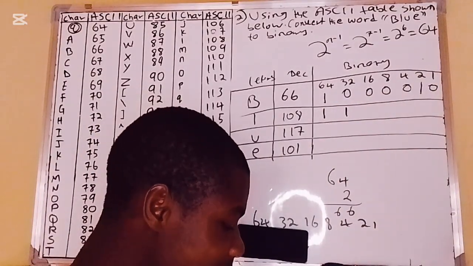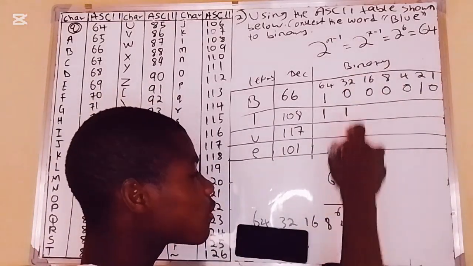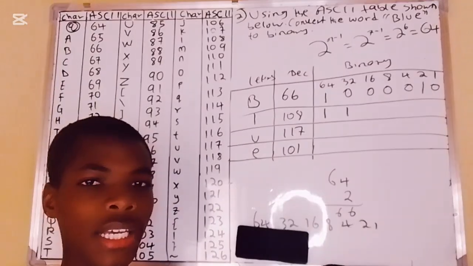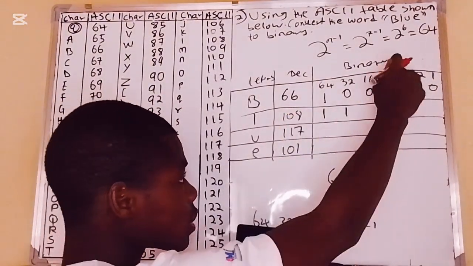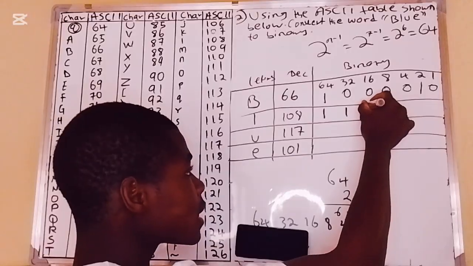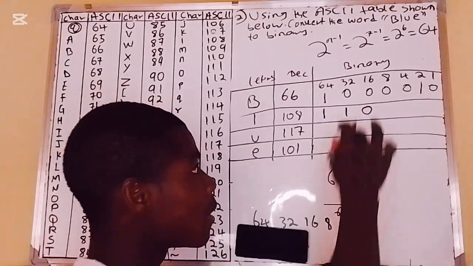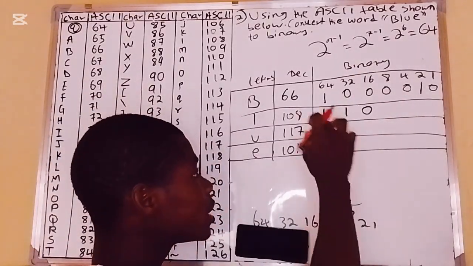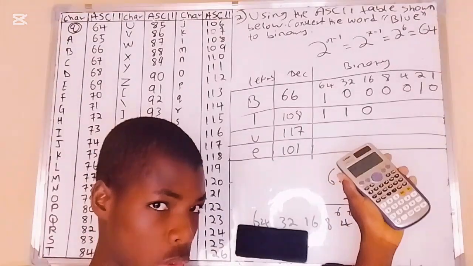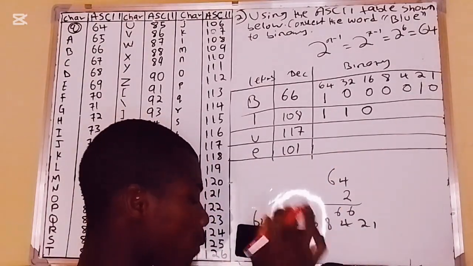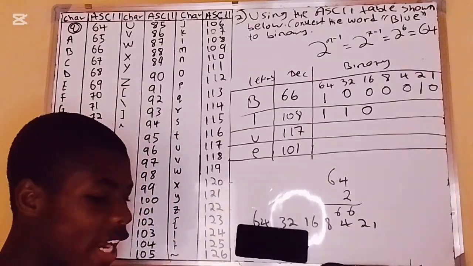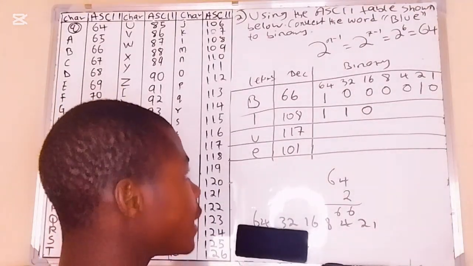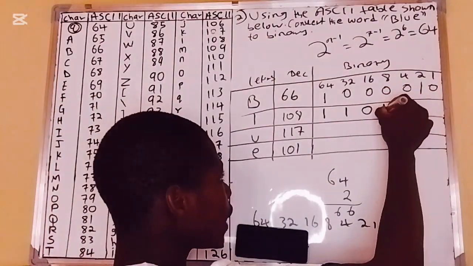So therefore, 96. If I say 96 plus 16, will it give me 108? It wouldn't give me 108. So therefore, it becomes 0. If I say 96 plus 8, let's check 96 plus 8. Yes, it gives me 104. So 104, it is very close. So therefore, this is included.